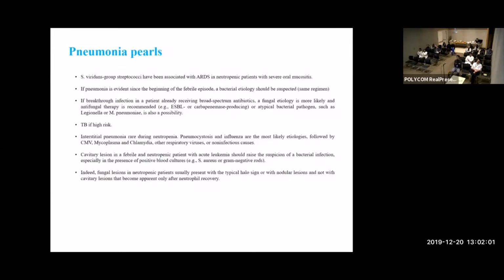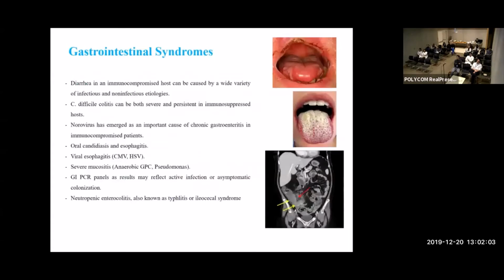Let's see, and also we're going to move on to gastrointestinal syndromes. As I said, diarrhea in an immune-compromised host can vary widely. It can be just a side effect of the chemotherapeutic agents, but it can also be an infectious cause. And then Clostridioides difficile can be very severe in the immune-compromised host.